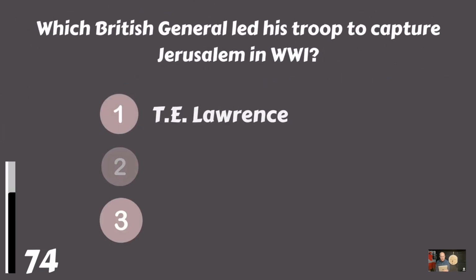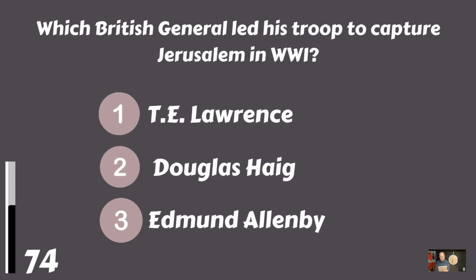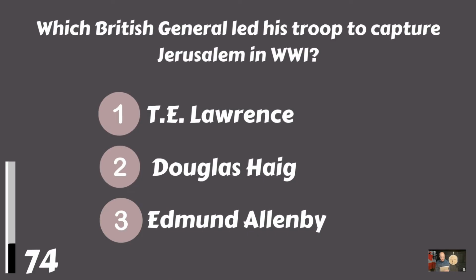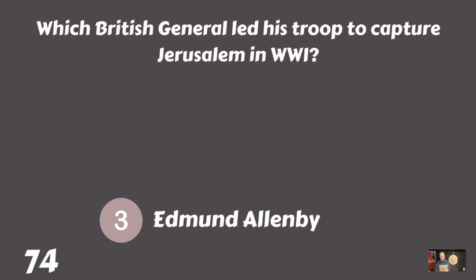Which British general led his troops to capture Jerusalem in World War I? T.E. Lawrence, Douglas Haig, or Edmund Allenby? The British general who captured Jerusalem in World War I was Edmund Allenby.